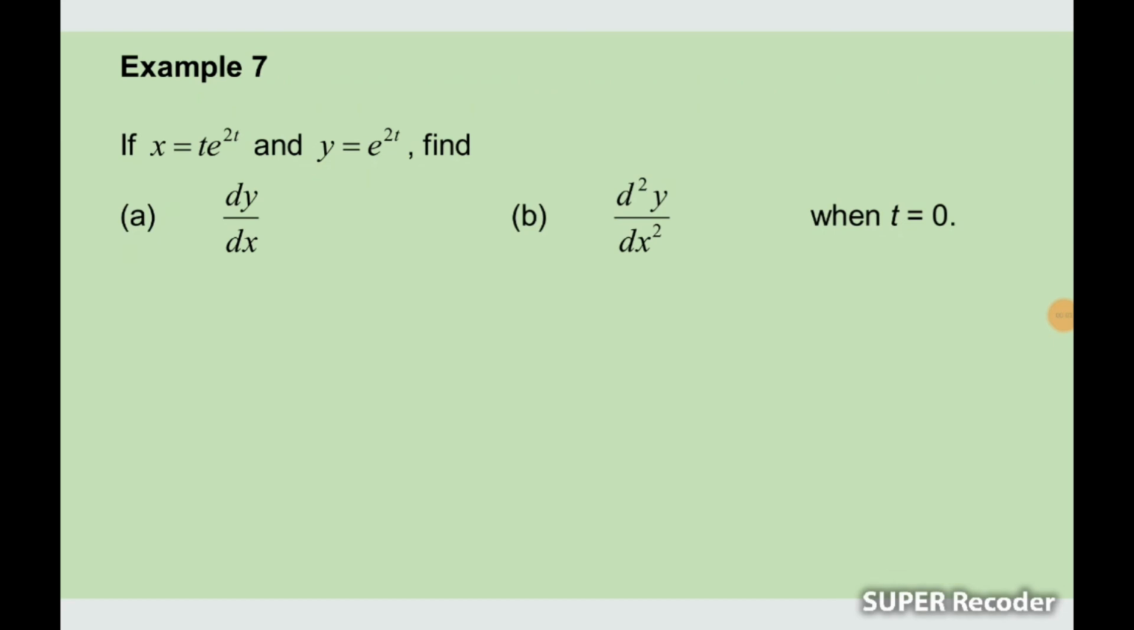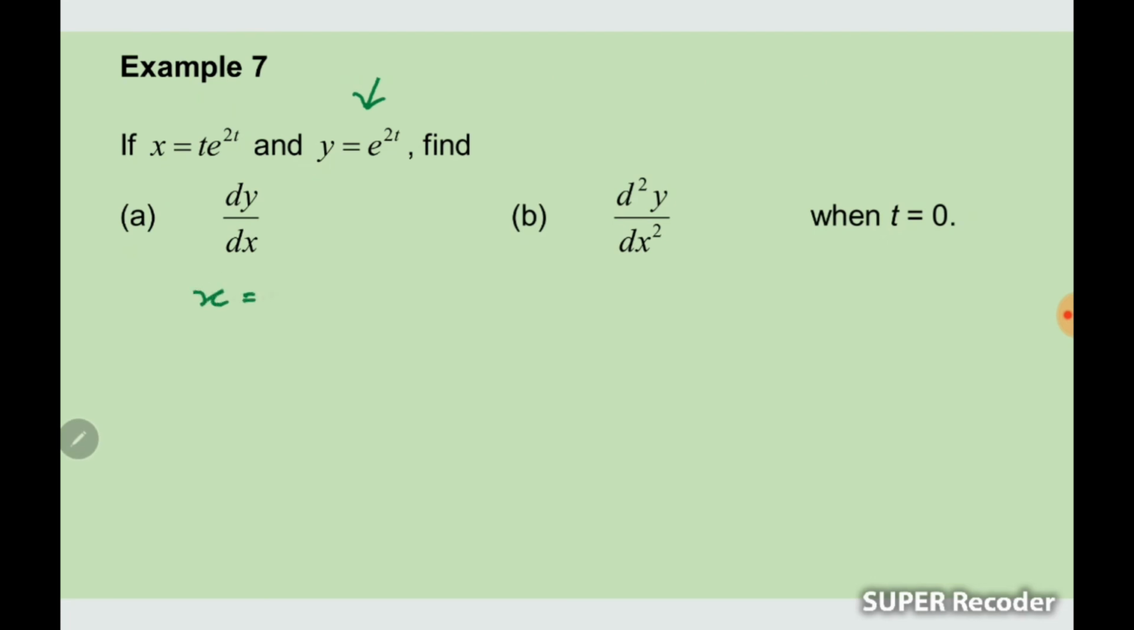We will continue example 7. This is our last example for this lecture. If x equals t multiplied by e to the power of 2t and y equals e to the power of 2t, this is an example of exponential functions in terms of t. Therefore, you need to differentiate first.